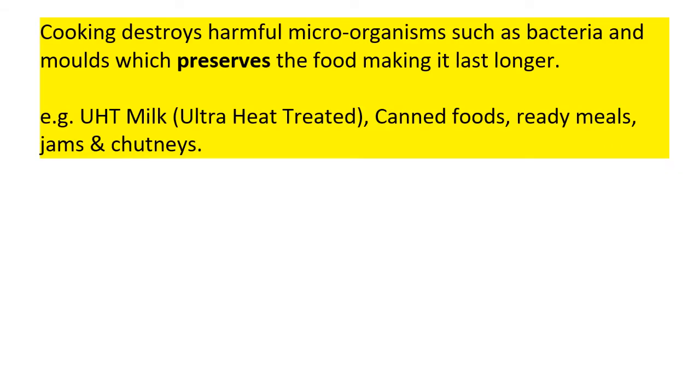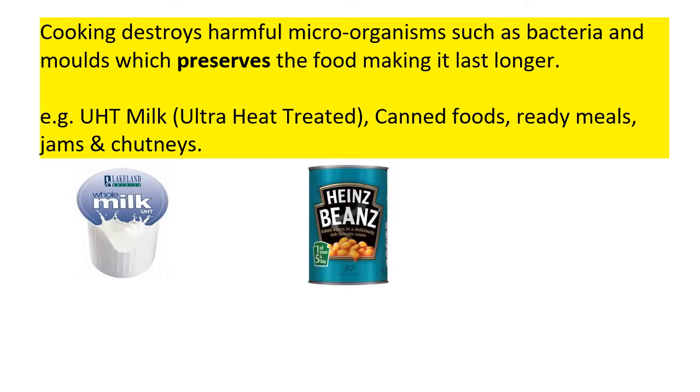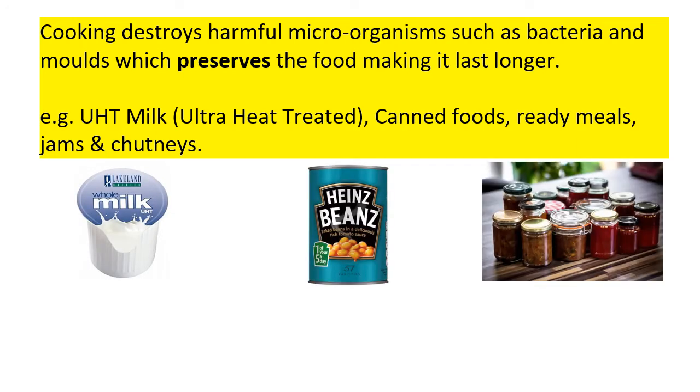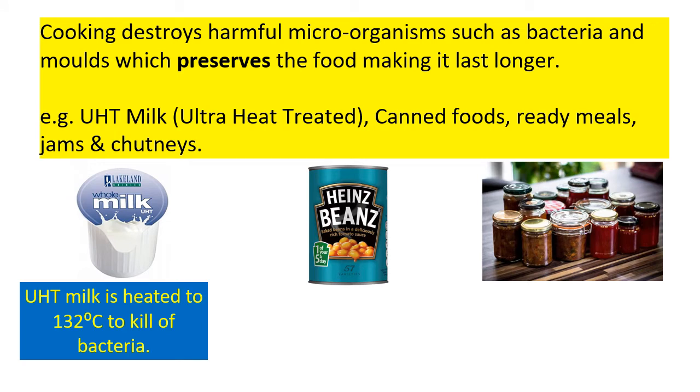Cooking destroys harmful microorganisms. Remember these microorganisms such as bacteria, molds, which helps preserve the food, making it last longer. So for example, UHT milk, canned foods, ready meals and jams and chutneys, using heat processes. For example, UHT is heated to 132 degrees to kill bacteria.